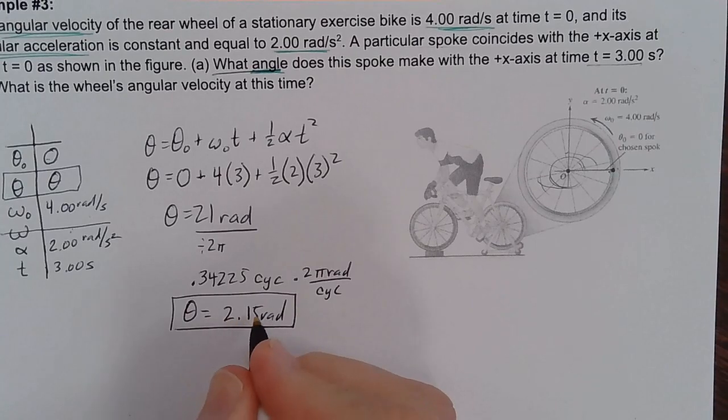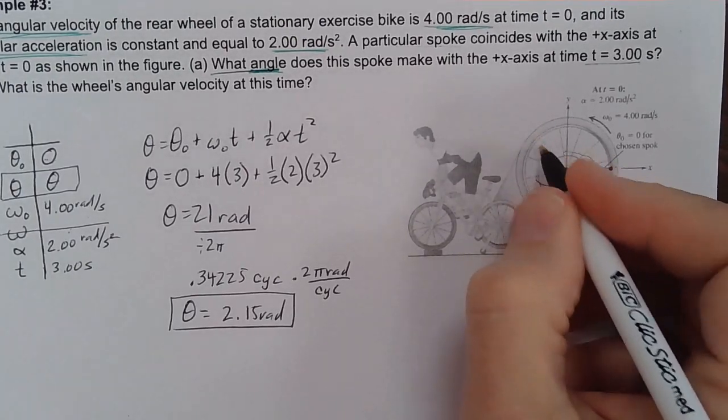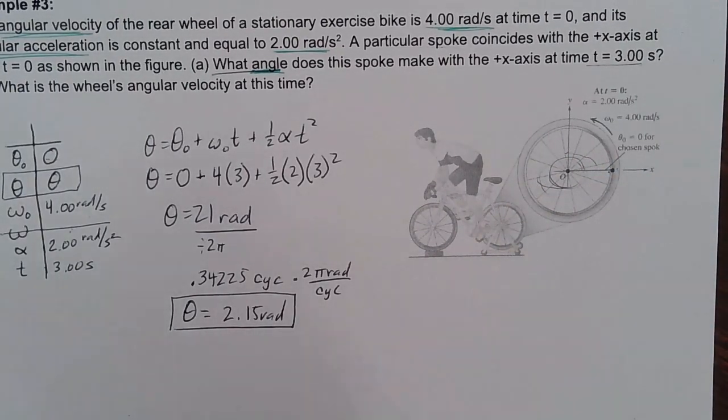Now, that's a little less than pi, right? So it's less than 2 pi. It's between 0 and 2 pi. So it would be somewhere over in this area right here. Awesome. That's part A.